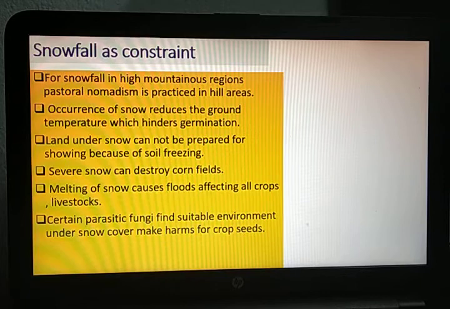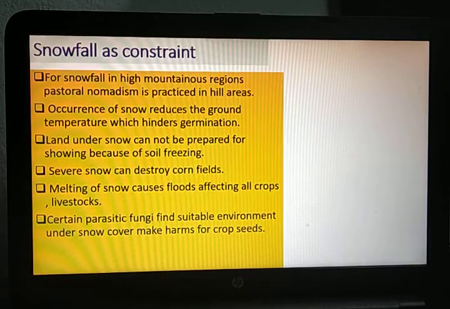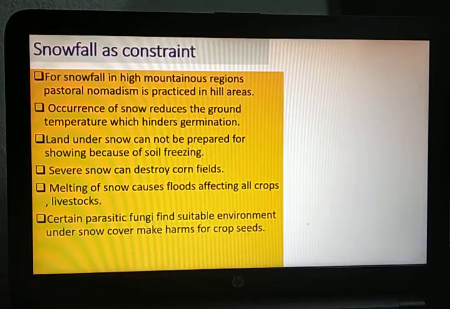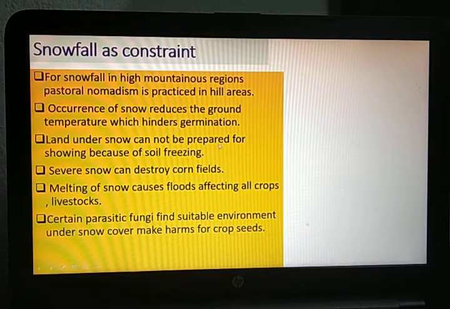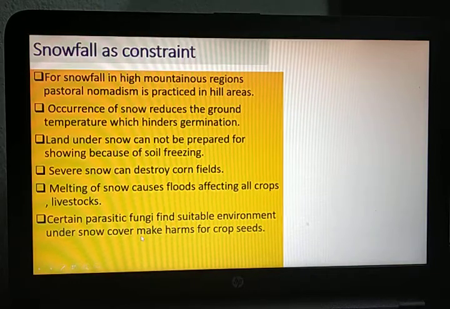Now, snowfall as a constraint. For snowfall in high mountainous regions, pastoral nomadism is practiced in hill areas. Occurrence of snow reduces the ground temperature, which hinders germination. Land under snow cannot be prepared for sowing because of soil freezing. Severe snow can destroy corn fields. Melting of snow causes floods affecting all crops and livestock. Certain parasitic fungi find a suitable environment under snow cover and harm crop seeds.